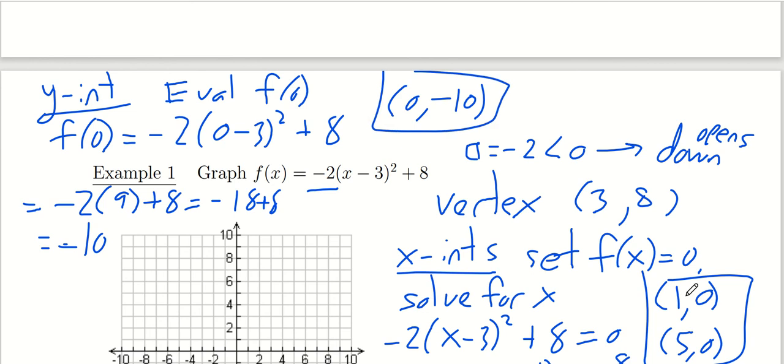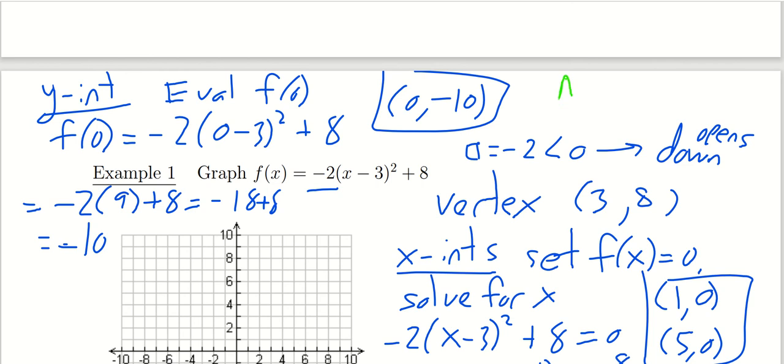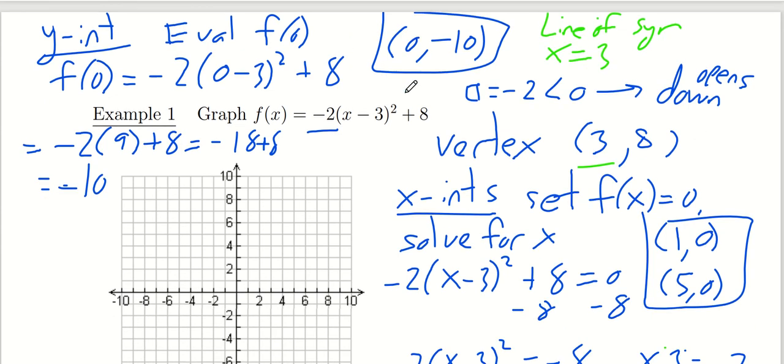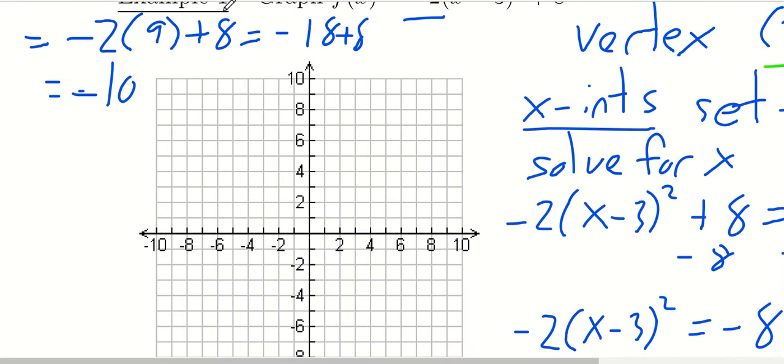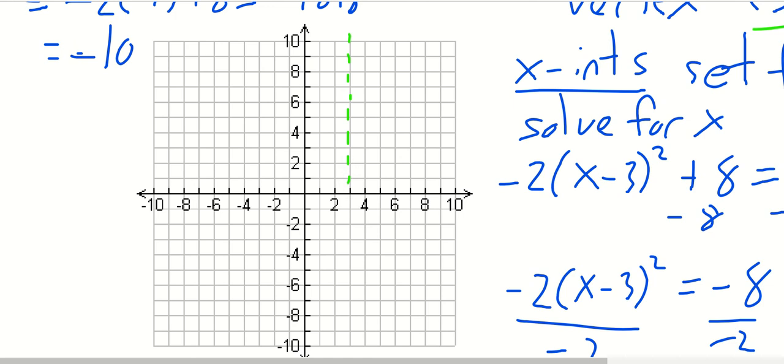That is our y-intercept. And then the last thing I'm going to do that's going to help us to graph this is let's get the axis of symmetry. Or perhaps the line of symmetry might be a better name. Either's appropriate. It's always x equals the x value of the vertex. So x equals 3 is going to be a line of symmetry for our parabola. Before I do much else, let's go ahead and draw that line of symmetry. This parabola should be symmetric with respect to this vertical line.